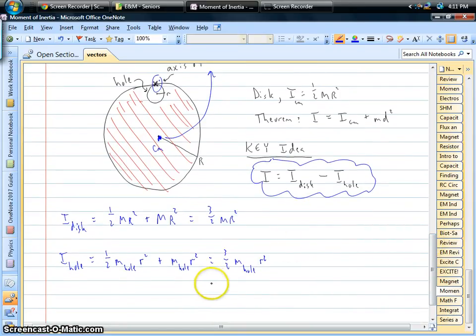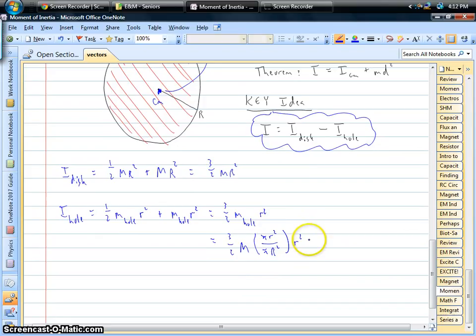Well, let's do our trick from above. What's the mass of the hole? Well, that's going to be the total mass of the disk multiplied by the fraction of that area, pi little r squared over pi big R squared, okay, times little r squared. Okay, so this is going to simplify down to 3/2 total mass times little r to the 4th power over big R squared.